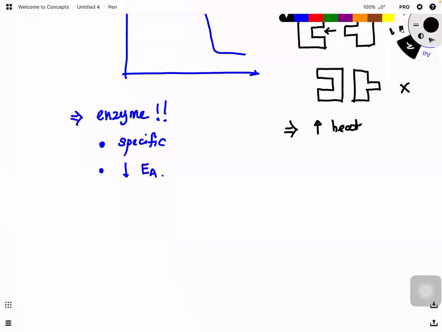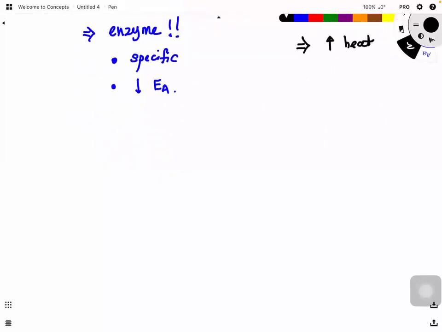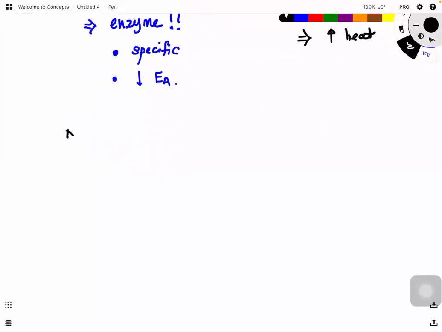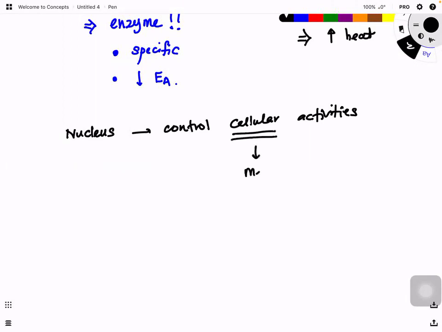Okay. So now, in the first chapter, we always say that the nucleus controls cellular activity. This cellular activity actually is the metabolic reaction. Because of these metabolic reactions, we have the cellular activity, right? For example, detoxification. We also say the liver cell carries out detoxification. How does the nucleus actually control cellular activity?